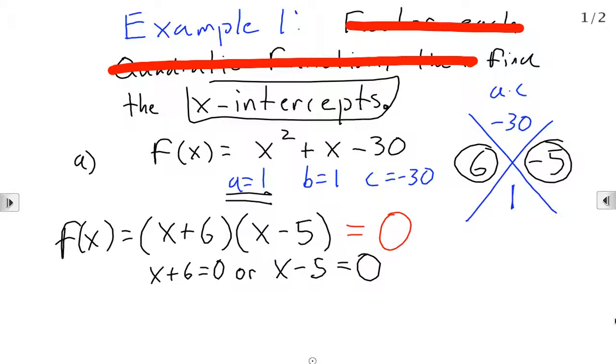In either case, we have a pretty easy to solve equation. If we subtract 6 and we subtract 6, we get x equals negative 6 as one of our x-intercepts, or our solutions. And if we add 5 and add 5, we get x equals positive 5 as the other solution.